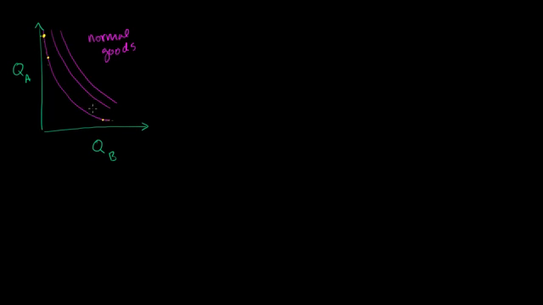Mathematically, it looks like it's part of a hyperbola. And so that's what the indifference curves between normal goods would look like if you're trading off between normal goods. The marginal rate of substitution would constantly be changing. Now let's think about different types of goods.